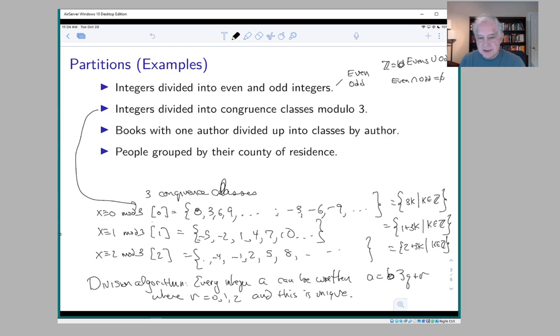And then lastly, you could group people, let's say just people in Connecticut, by their county of residence. If everybody has one county of residence, the partition is you take the group of people who live in Connecticut and they're divided up by county. And you can only live in one county, so the people that live in one county and the people that live in another county are disjoint sets. And everybody lives in some county. So the union of the counties is all the people in Connecticut. So these are examples of partitions.